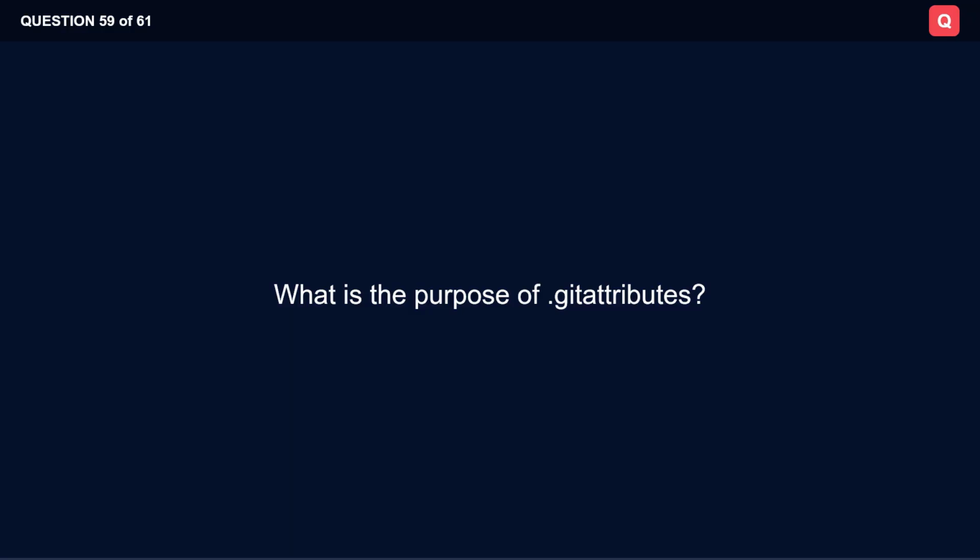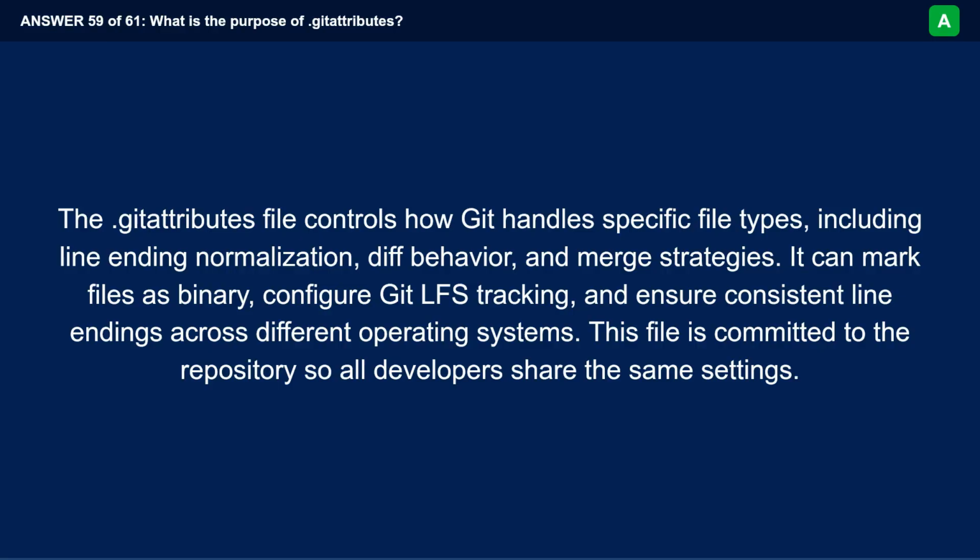What is the purpose of Git attributes? The Git attributes file controls how Git handles specific file types, including line-ending normalization, diff behavior, and merge strategies. It can mark files as binary, configure Git LFS tracking, and ensure consistent line endings across different operating systems. This file is committed to the repository, so all developers share the same settings.